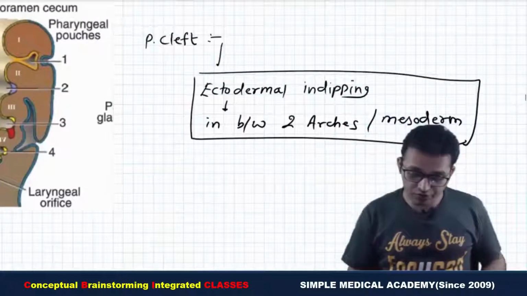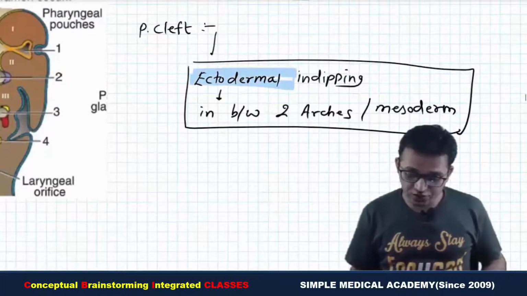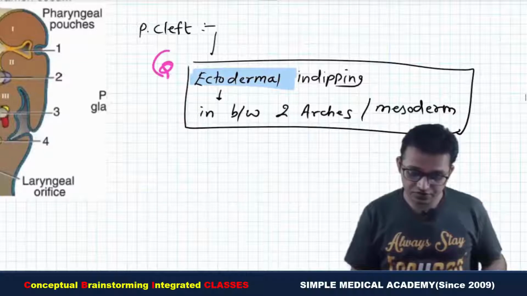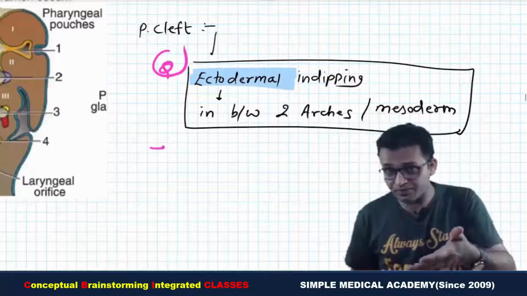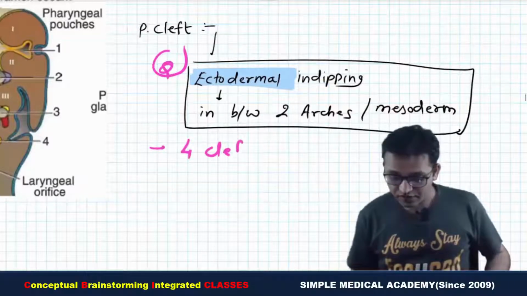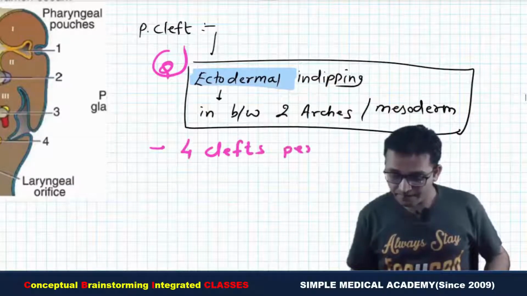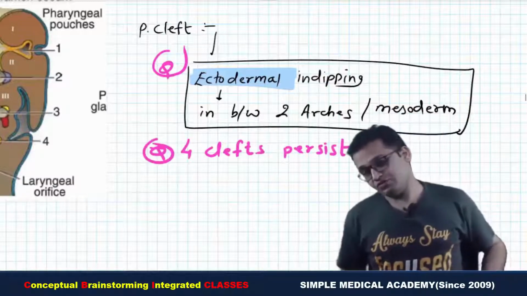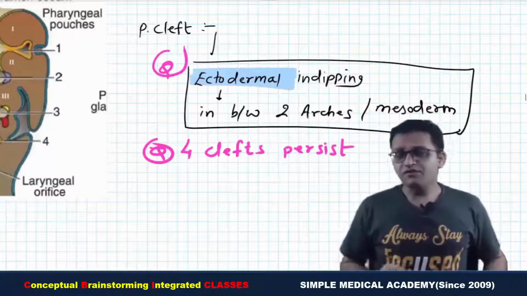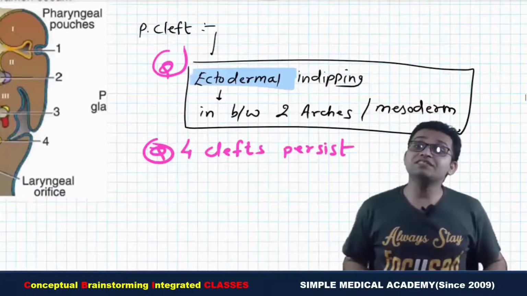So what you have to remember for the MCQ? Ectoderm. First MCQ. What else you have to remember is that of the 5 arches persisting, 4 clefts persist. So these are the other basic MCQs. Now see here, these are the 4 clefts. Now what are these doing?